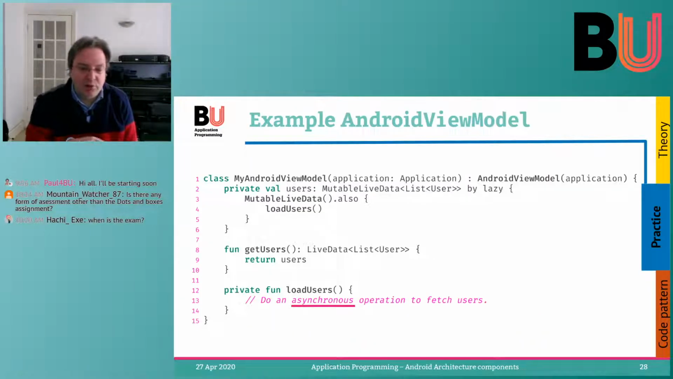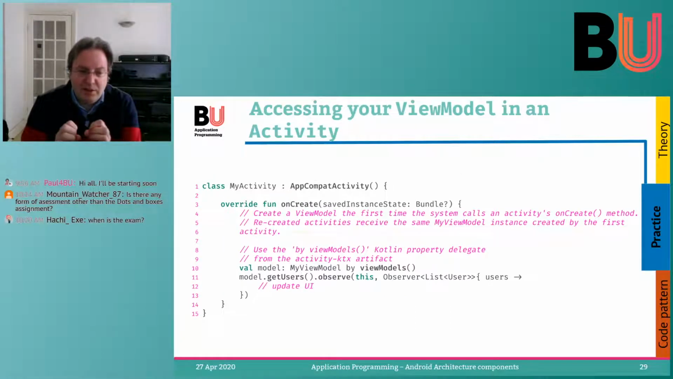Of course, you can also have an extension of Android view model, which looks like this. Basically, you just pass in the application and pass it along to the parent, and then you have access to the application through the get application method. So we have view models. How do we access these view models? That's actually quite easy. This is the Kotlin way of doing it. There is a Java way that is in the next slide.